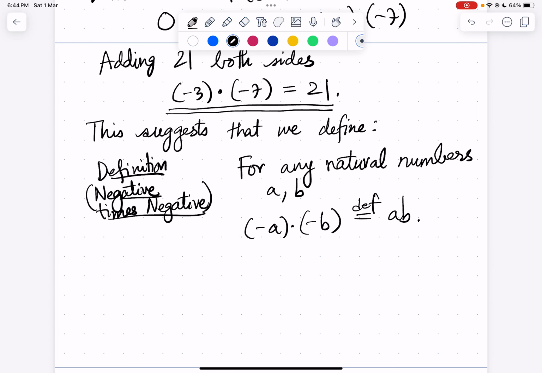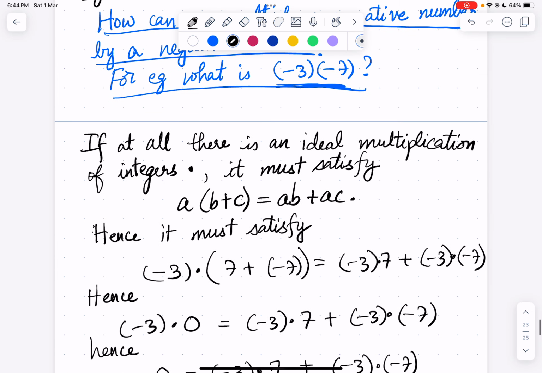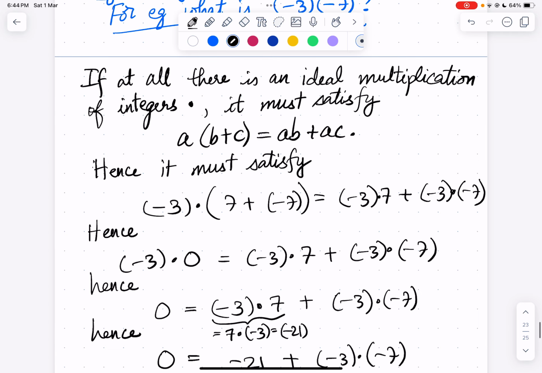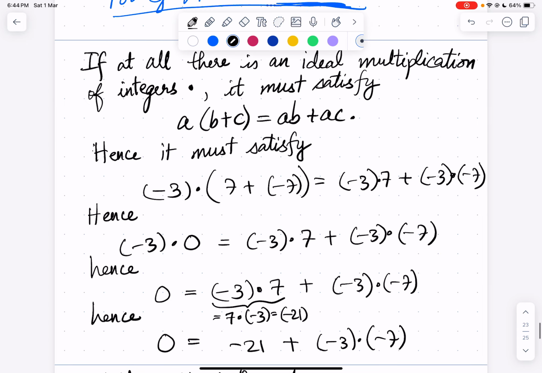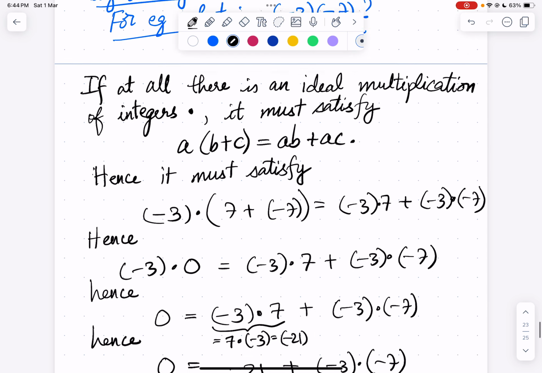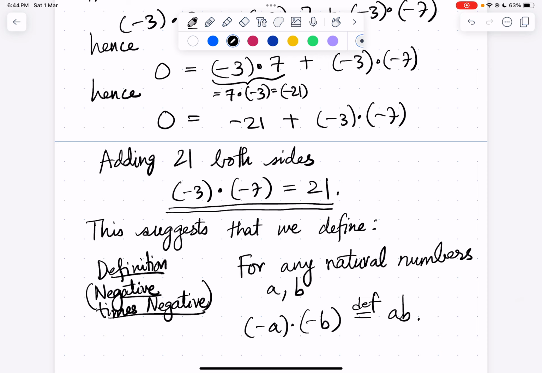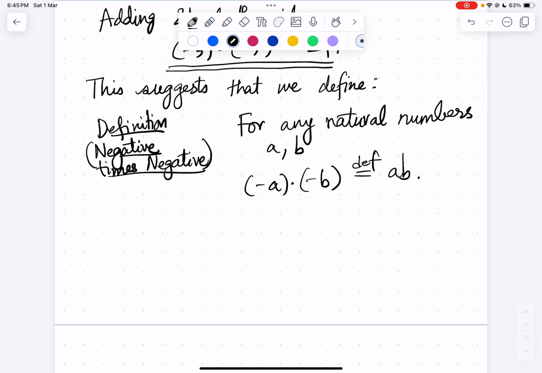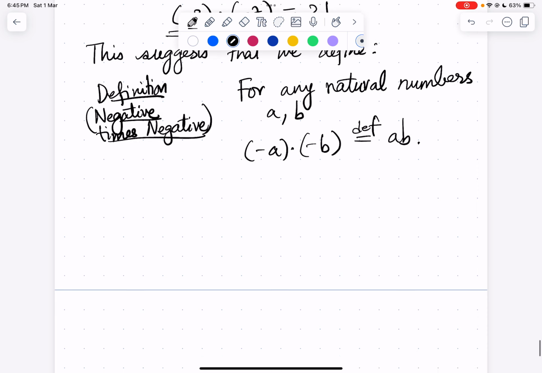So what suggests this definition? The above computation suggests this definition. Suppose we have an ideal multiplication defined for all integers, then it must satisfy commutativity and distributivity. Using those rules, we found for one specific example, minus 3 times minus 7 is 21. This suggests that we have not defined how two negative numbers can be multiplied. We have defined all other kinds of multiplication, positive times negative, positive times positive, etc. So to define negative times negative, we define this as minus a times minus b is ab.